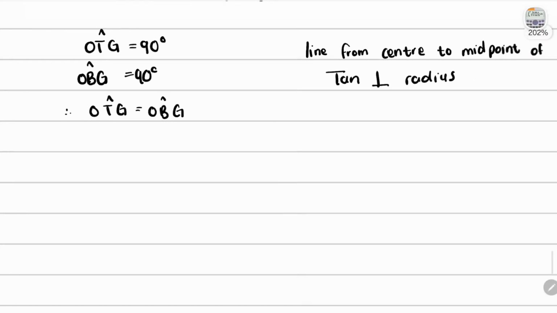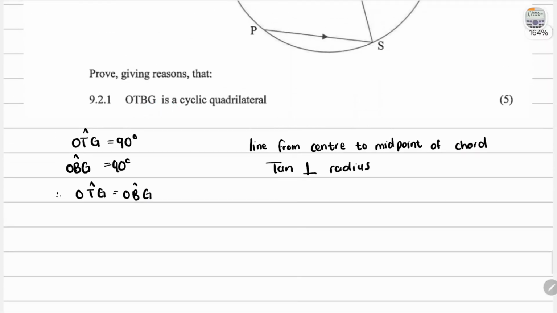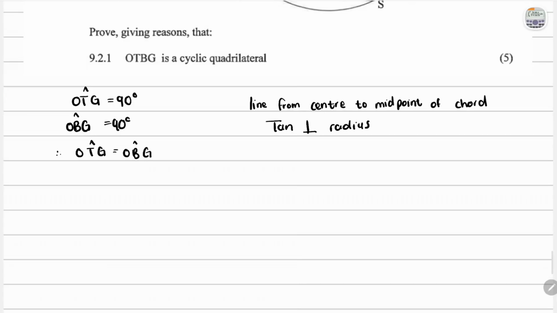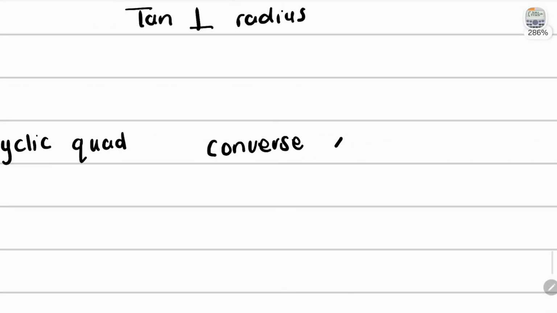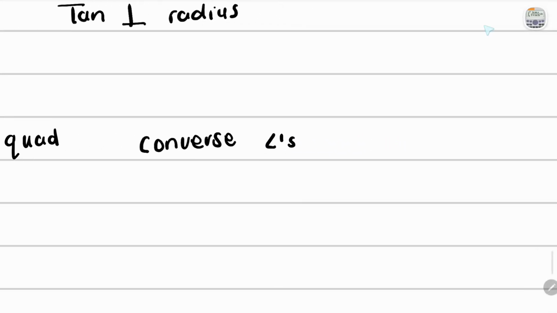And so that would prove that that is a cyclic quad because we had angles in the same segment that were equal. So OTBG is a cyclic quad. And the reason we can actually give is it's the converse of that theorem. So we'll tell them it's the converse of angles in the same segment.